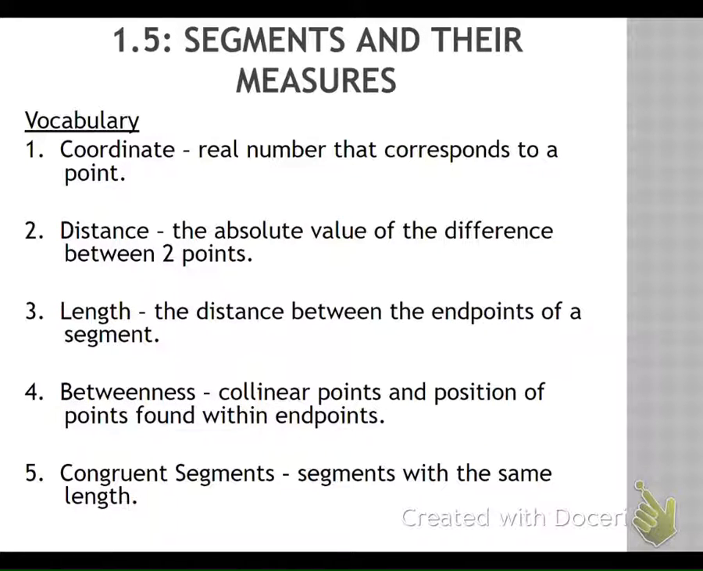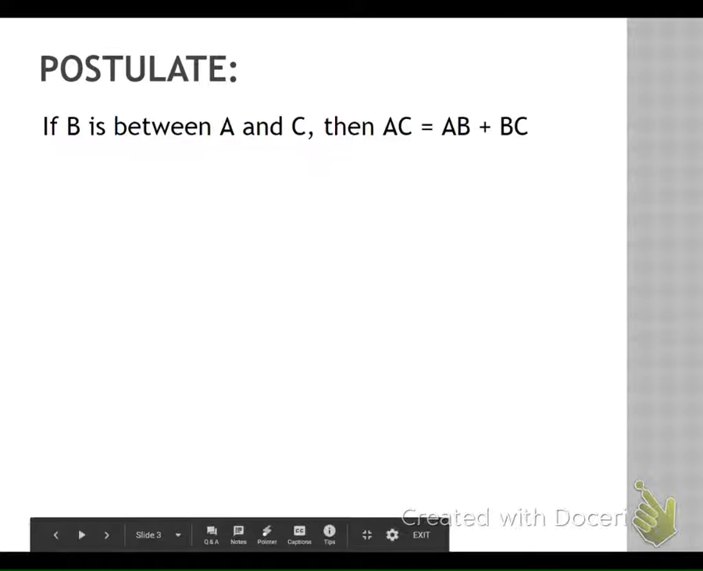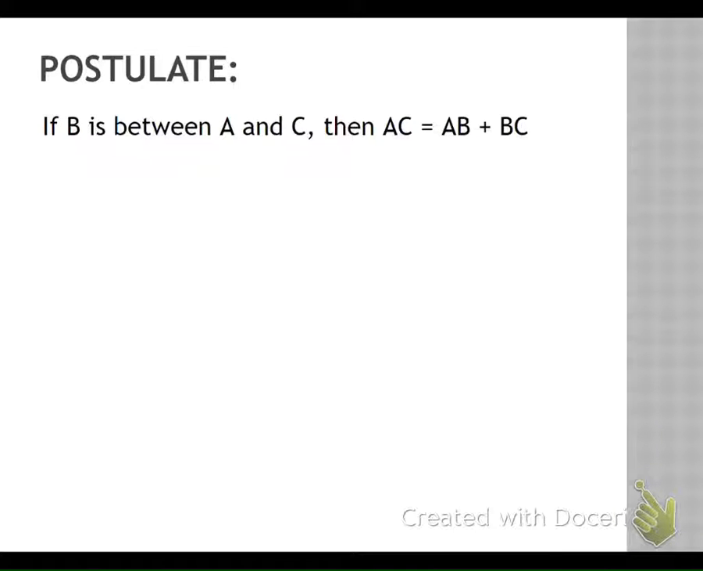Congruent segments. These are segments with the same length. When we talk about congruence, we're talking about the same measure each time. So our postulate is if B is between A and C, then AC equals AB plus BC. If you notice this, none of these have lines above it. When we're talking about distance, we don't put a line above it. So with no line above that, we're talking about the distance or the length.